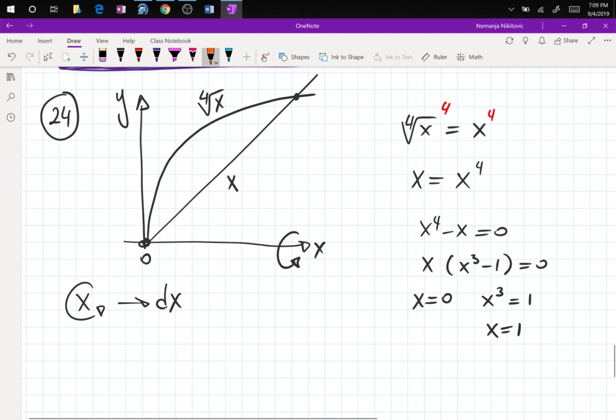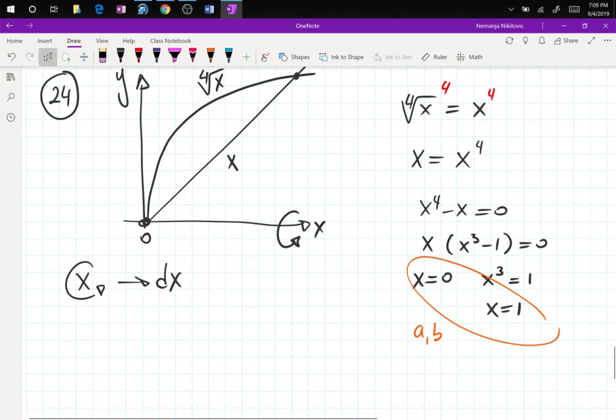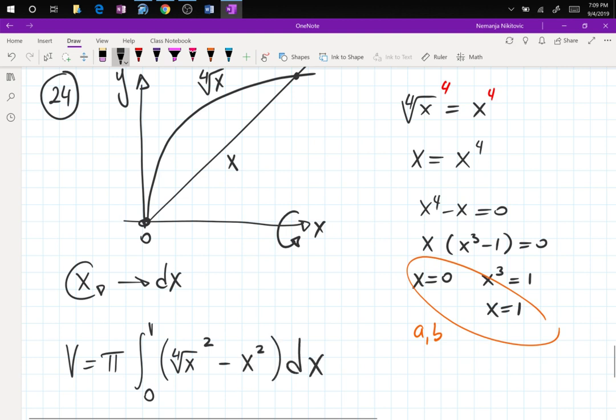We had to do this calculation. I mean, if you know it by looking at the picture, that's great. But we had to do this calculation because that's where you get your A and B. So now we are ready to set up our volume integral. You start with pi, and then we have 0 to 1. Well, that's going to be a sweet calculation at the end. And now we have our 4th root of x squared minus x squared dx.